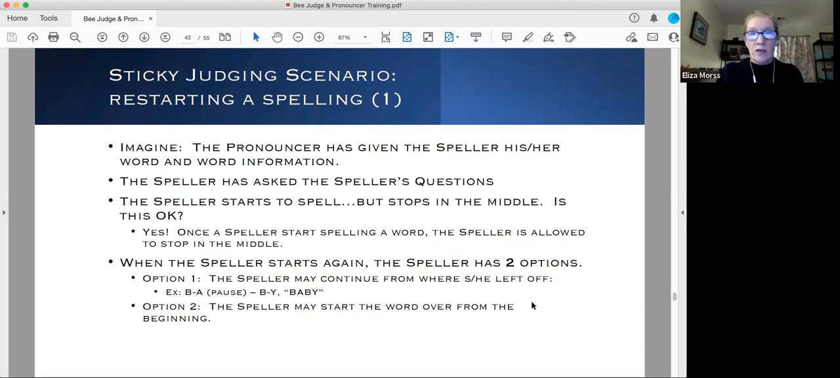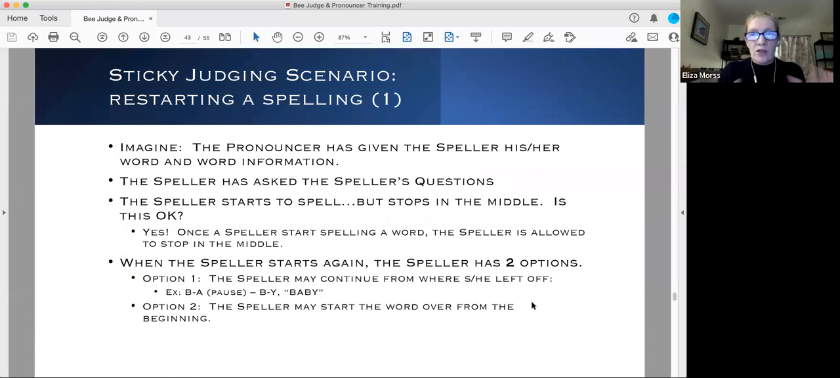So, okay. Now we're going to go into those judging scenarios that everyone is wondering about. Sticky moments. I've gone through the basic structure of a bee and how spelling happens, sort of 1, 2, 3. Now we see the pronouncer gives the word, the speller repeats the word, asks some questions, spells the word, judges judge. Okay, so that's presuming everything's in a nice straight line.